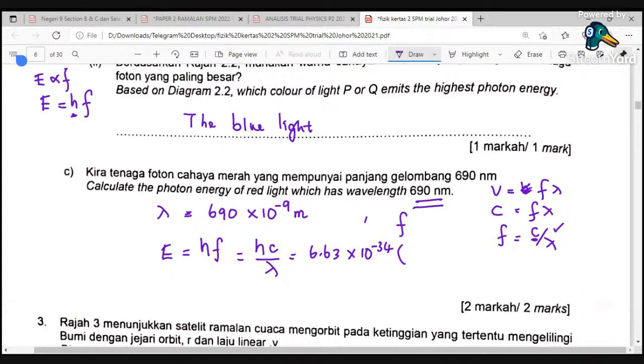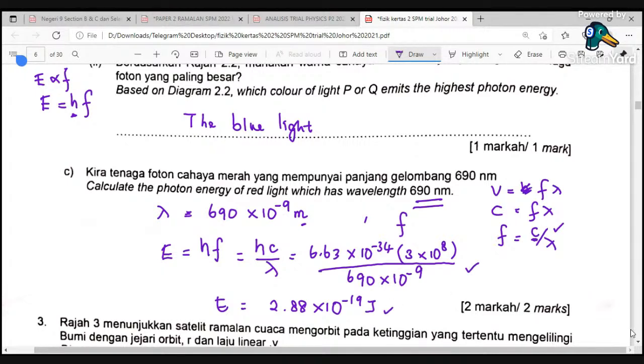Okay, so the Planck constant is 6.63 times 10 to the power of negative 34. You can check from the list, first part. Okay, c is 3 times 10^8, speed of light. Okay, the wavelength need to convert to meter. So 690 times 10 to the power negative 9. So you will get energy equals to 2.88 times 10 to the power negative 19 joule. Okay, go make substitution, final answer plus unit.